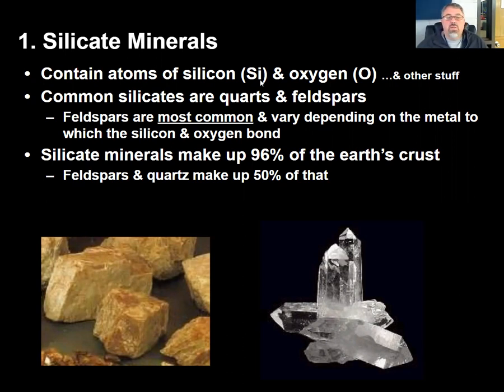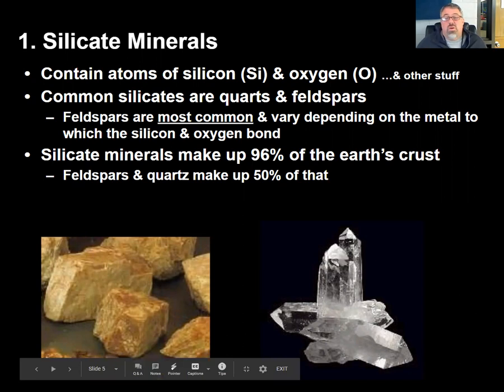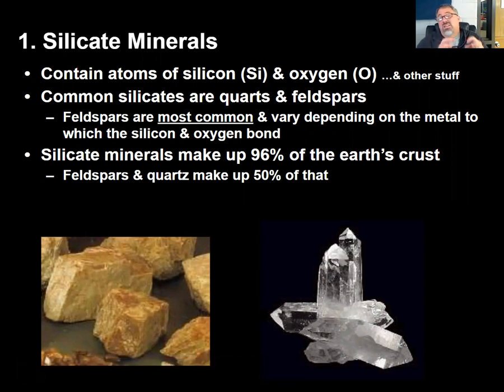And so when we look at that, quartz, feldspar, these are the most common minerals, but they are the ones that have the silicon-oxygen bond that really makes up 96% of the Earth's crust. And so we think about that and we go, okay, of all of the silicates that are out there, feldspar and quartz make up 50% of that. And so we're talking a good percentage of the Earth's crust is a feldspar or quartz, right? So the silicates.